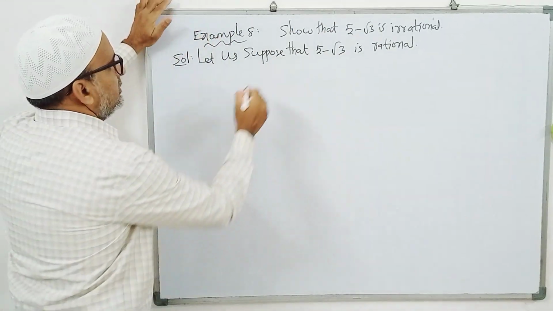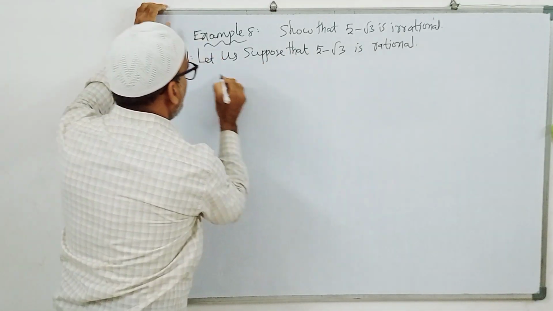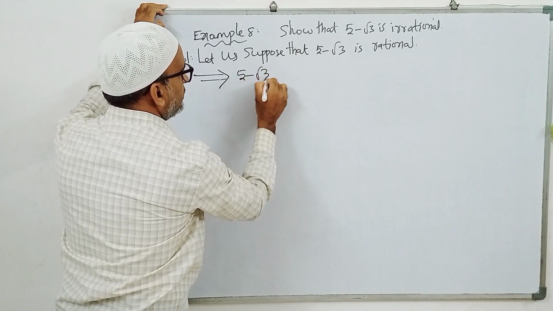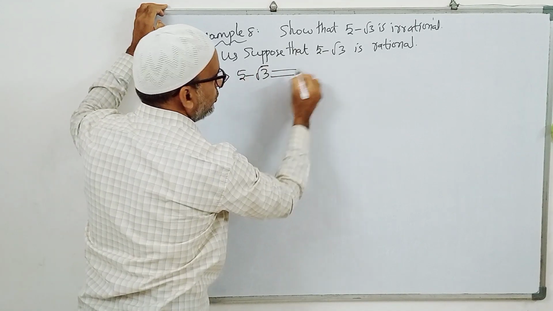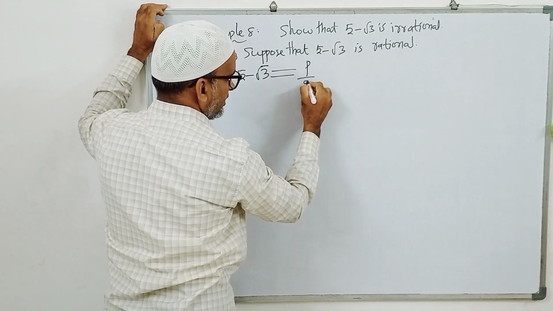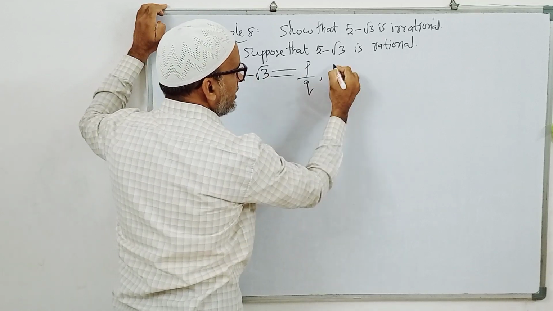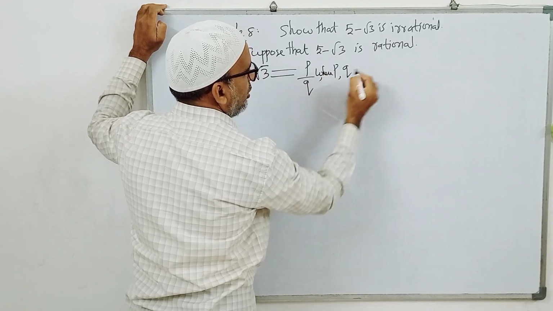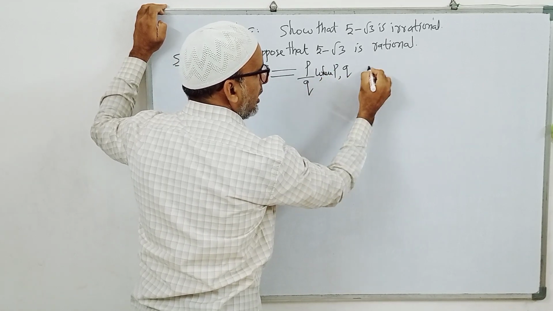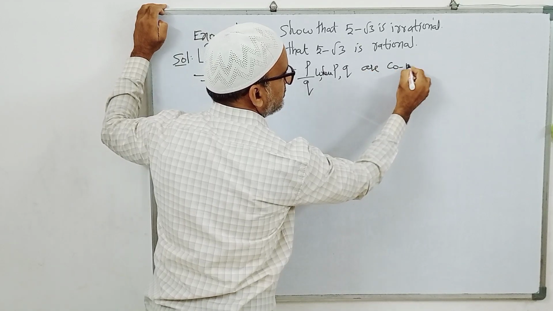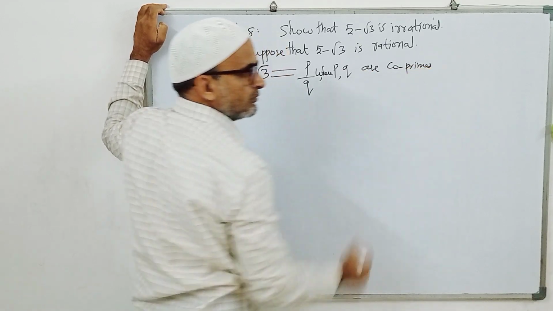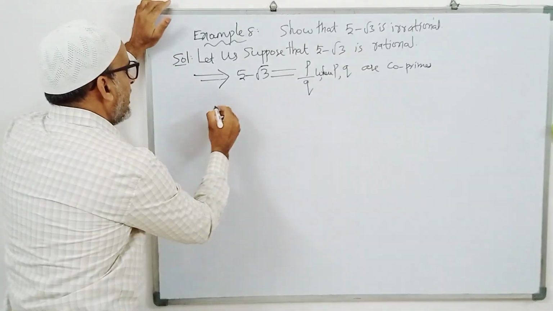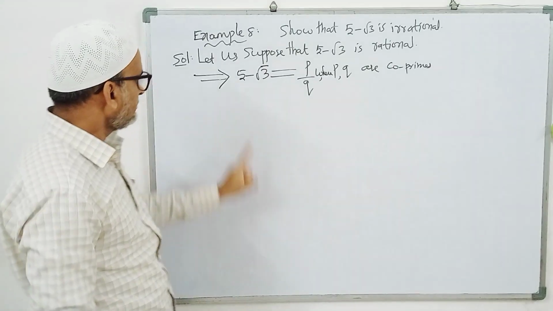We will think. English sentence is means is equal to, implies 5 minus root 3 is equal to rational, means the numbers which are in the form of p by q, where p, q are co-primes. Instead of belongs to that, q is not equal to 0, directly I am taking co-primes.